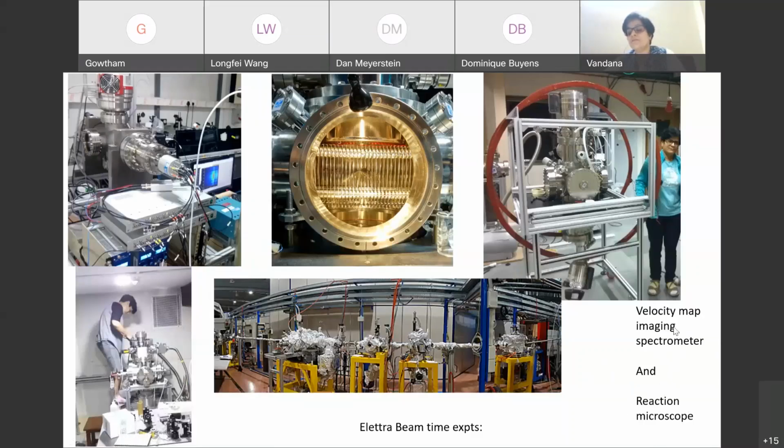Even then, a little bit more powerful spectrometer we built was the reaction microscope. And the experiment which I will be talking about is the beam time experiment, which we have done in Elettra.